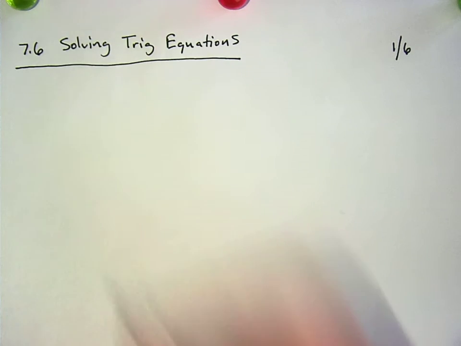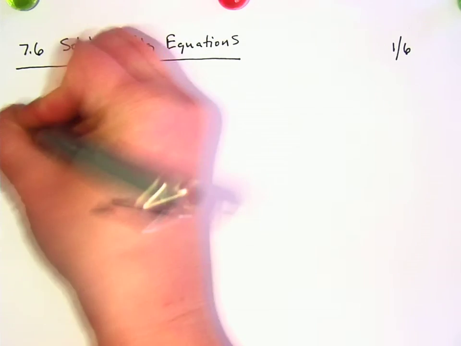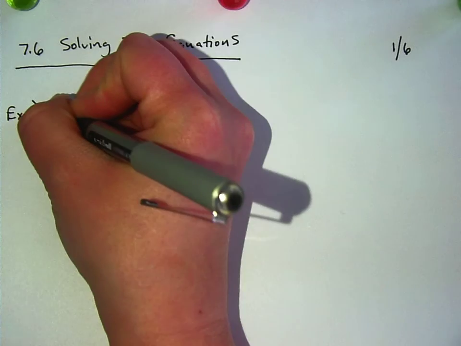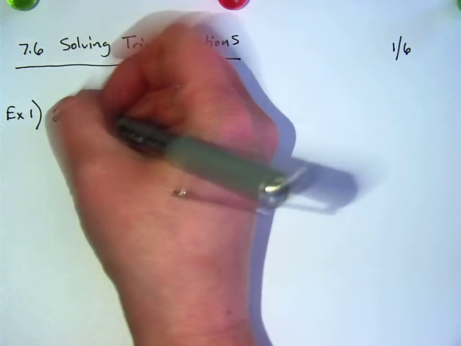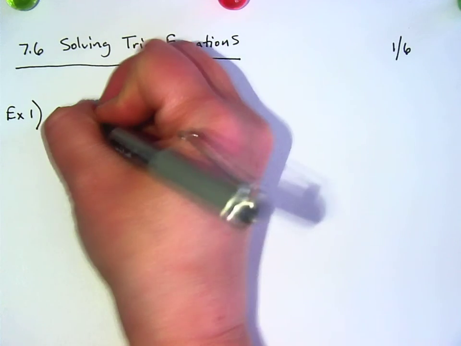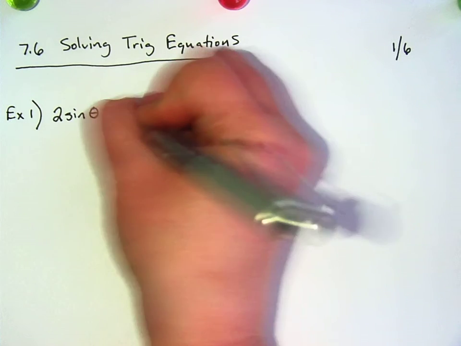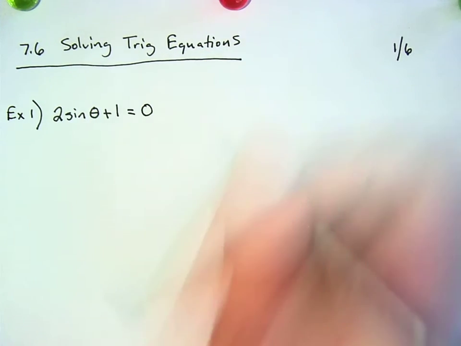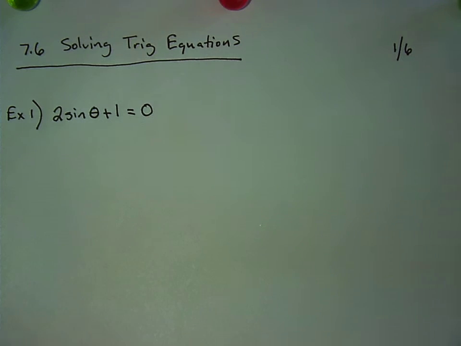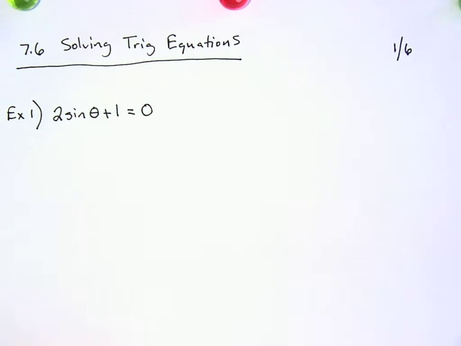So let's start with this equation, example 1. There's really not a huge trick to solving this stuff. We've just got to take it nice and slow. So I'm going to help you at the beginning, and then I'm going to kind of leave it to you a little bit. All right, 2 sine of theta plus 1 equals 0. And we're trying to solve for theta.